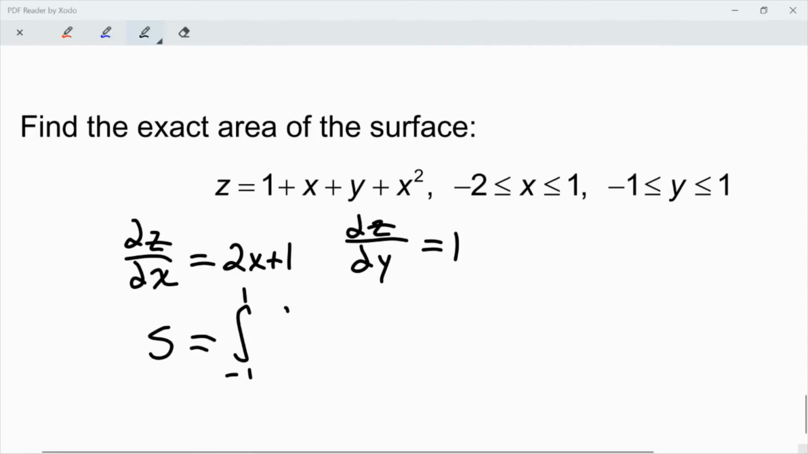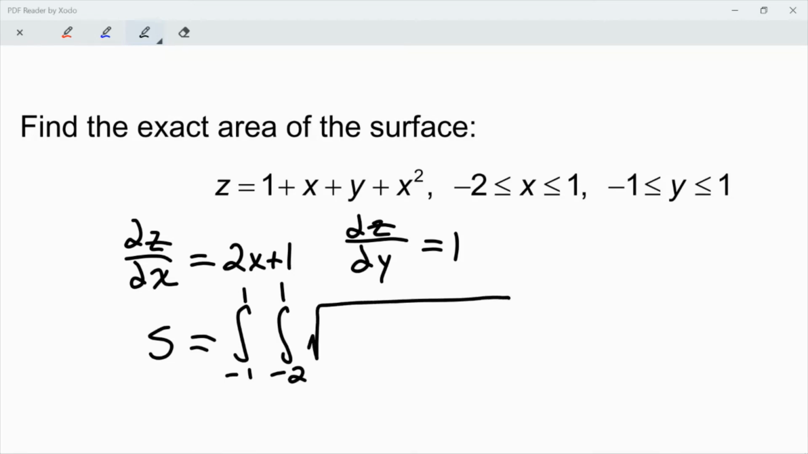So I'm going to go from -1 to 1 on the y. And my integrand would be (2x+1)^2 + 1 squared plus 1. And then I'd have dx dy.